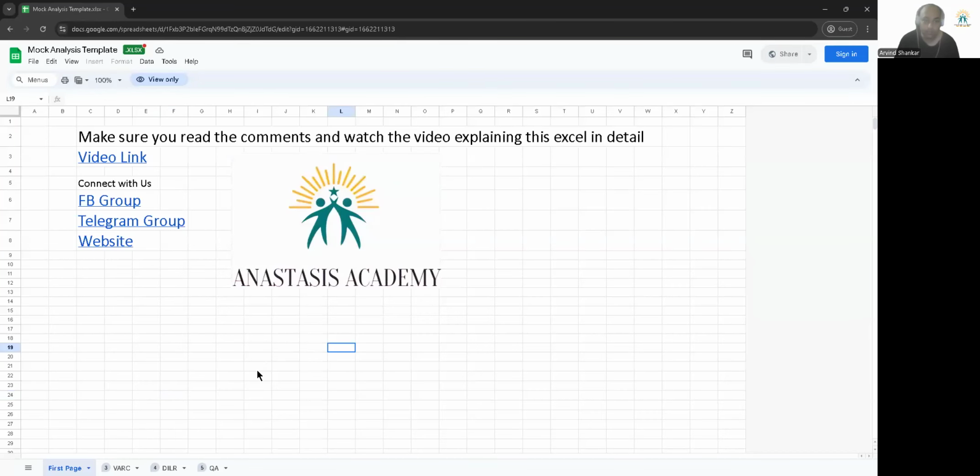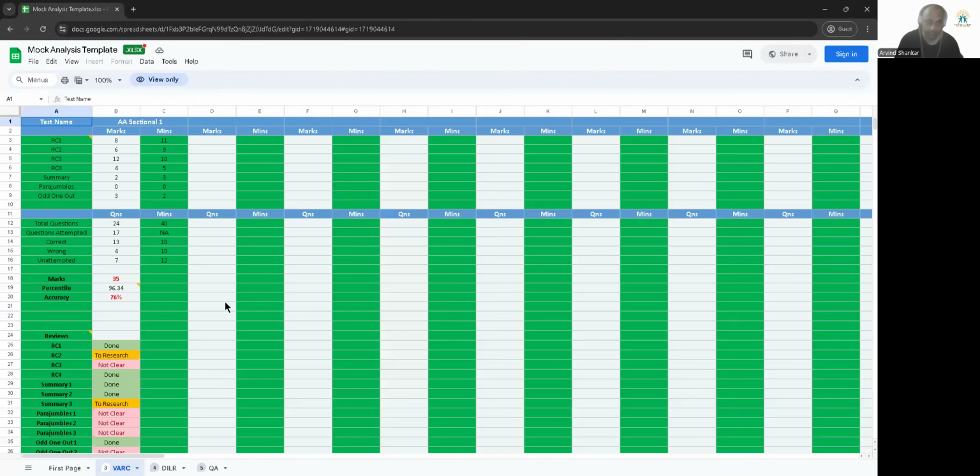Can you see this file, people? Mock analysis template. Okay. So there is this mock analysis template here. Let's say the first test you took was a sectional one. Let's say you took SynCat 1 or AIMCAT or 2521, something of that sort.